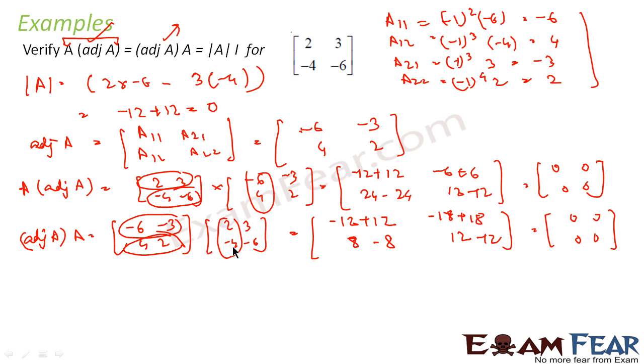And that's how, if you see in this case, we have proved that both are equal to this guy, A mod determinant A into I, because this is nothing but 0 into I, that is 0, 0, 0, 0.